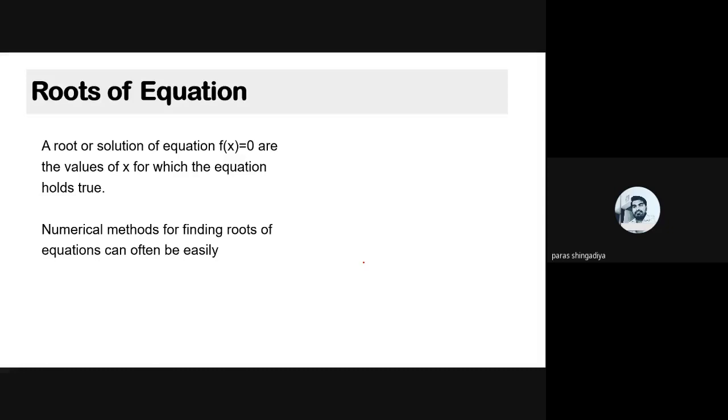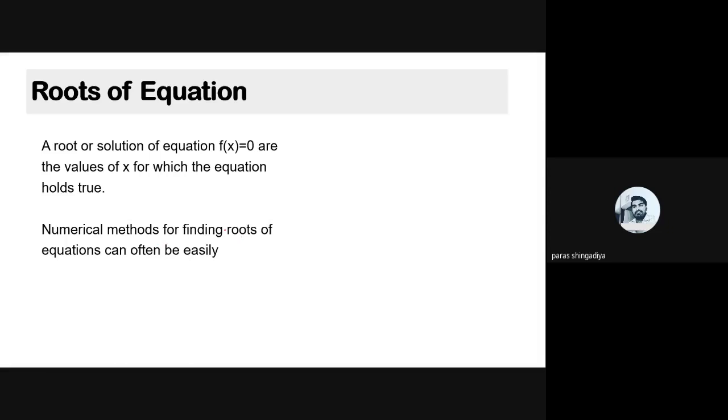So the roots or the solutions of the equation f(x) equal to 0 are the values of x for which the equation holds true. Okay, means for x equal to 2, x square minus 4 will become 0. Okay, so the value of x for which the equation becomes true is called a solution of this equation. That is called the roots of this equation.